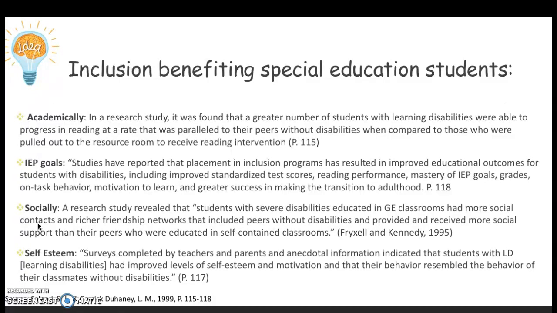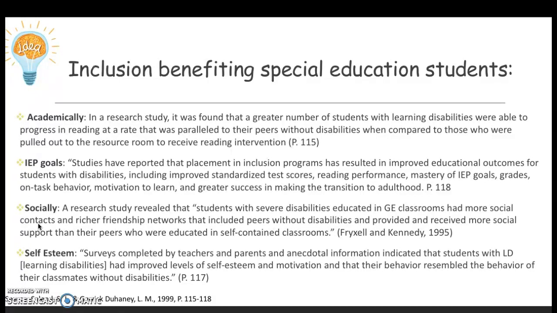Next, for IEP goals, studies have reported that placement in inclusion programs have resulted in improved educational outcomes for students with disabilities, including improved standardized test scores, reading performance, mastery of IEP goals, grades, on-task behavior, motivation to learn, and greater success in making the transition to adulthood. So those are some ways that special education students have benefited from being in an inclusive classroom with general education students.